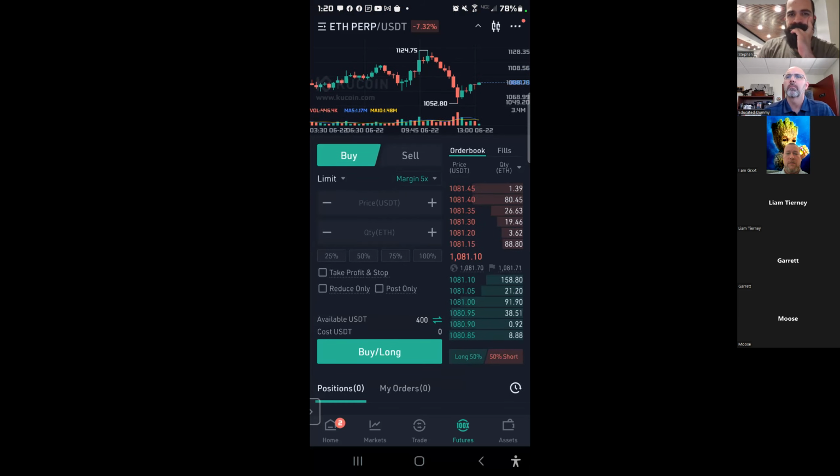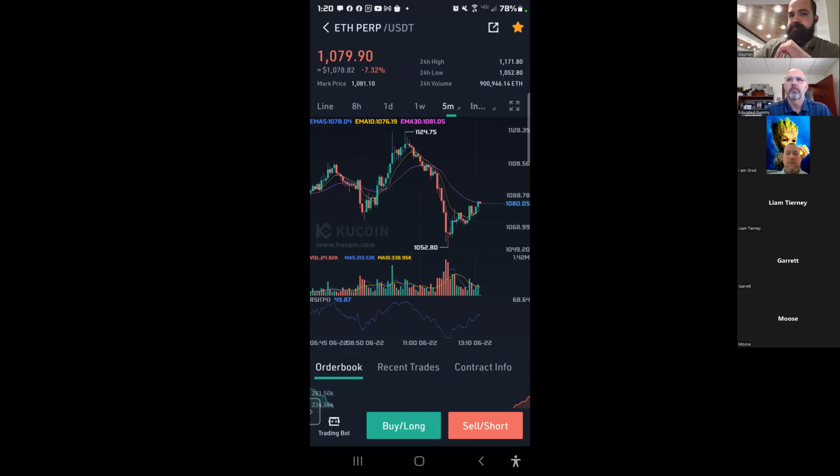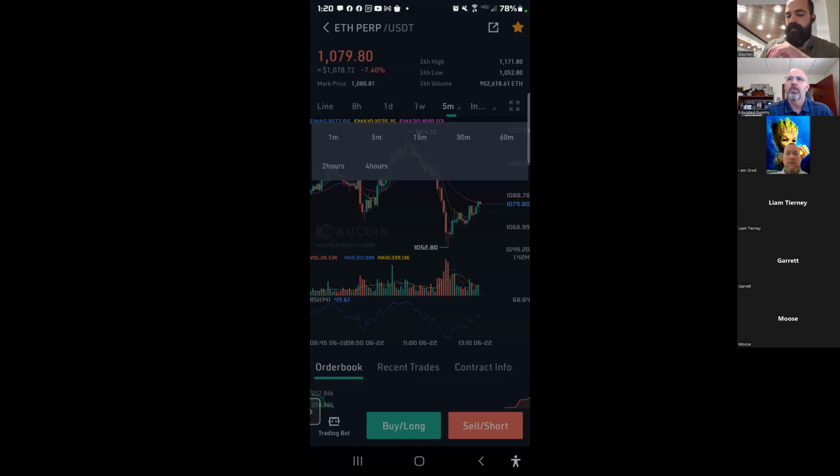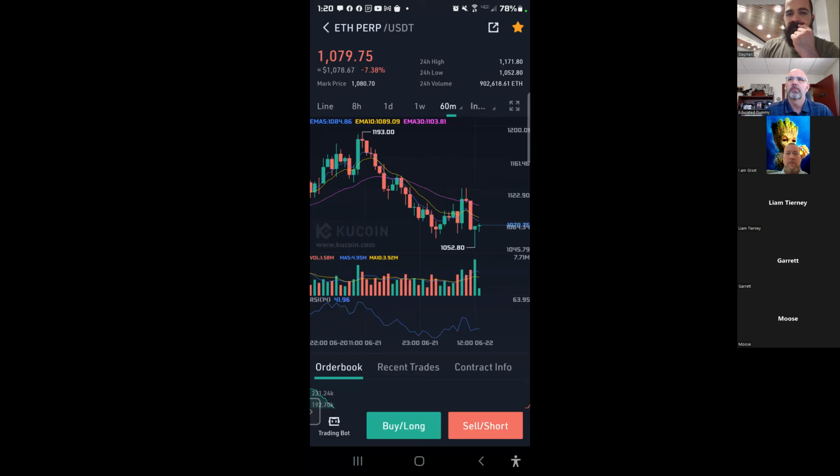So let's say on my charts, I think this is the bottom, right? There's a nice wick here. My trend lines tell me that maybe this is a local bottom, and I want to try to long this to make some profits. Well, you can do one of two things.